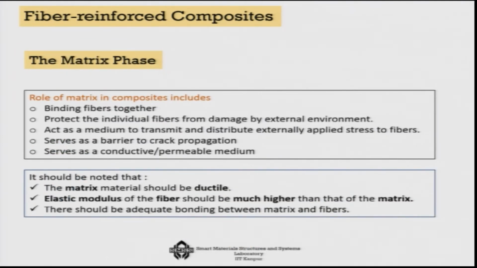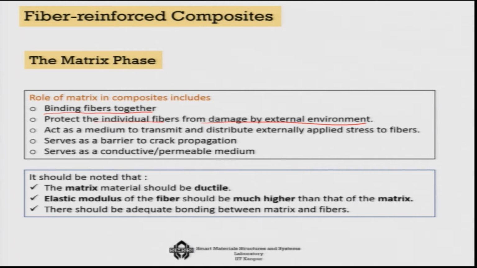Now, what is the role of the matrix in the fiber reinforced composites? First, it binds the fibers together, which is very important, otherwise the fibers will work individually, and that will not help us. It will protect the individual fibers from damage by the external environment. As I told you, glass and ceramic fibers often get damaged in handling. So, the matrix protects that.